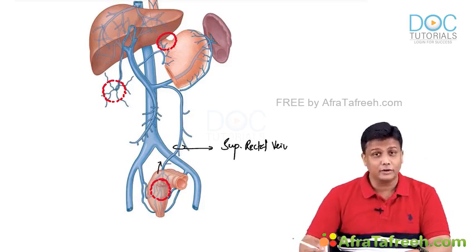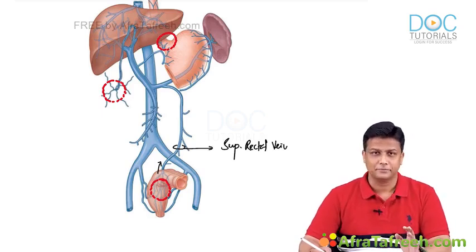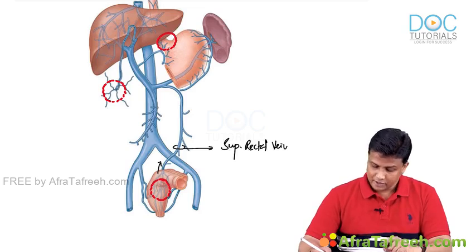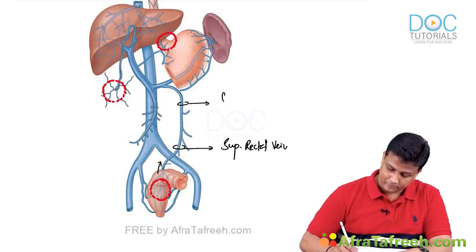Now let us try to trace this and find out whether the superior rectal vein belongs to the portal system or the caval system. Is it going and draining in portal vein or is it going and draining in the inferior vena cava? Let us try to trace that and find out. Now this superior rectal vein will further drain the blood into inferior mesenteric vein.